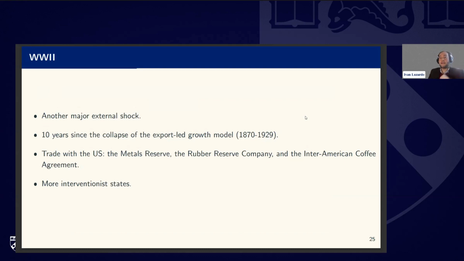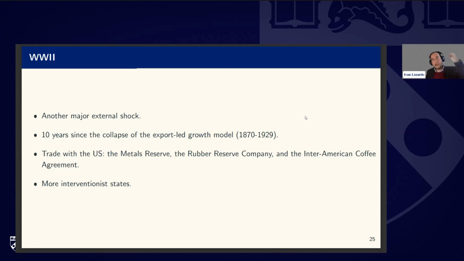I mean, the collapse of the export growth model was reinforced by World War II. So we have a major shock like the Great Depression, and we have an additional major shock like World War II. That will lead to the final collapse of the export growth model. Something to consider here is the historical context. Basically, at the time of World War II, these countries had been experiencing a decade since the collapse of the export growth model.